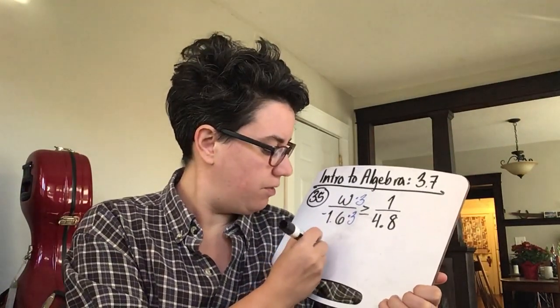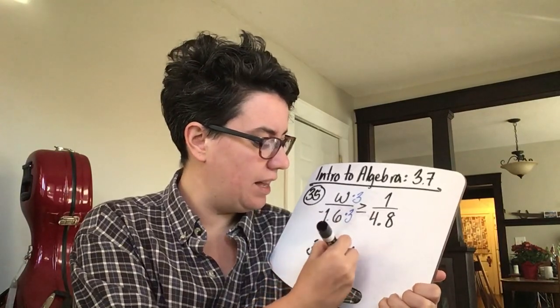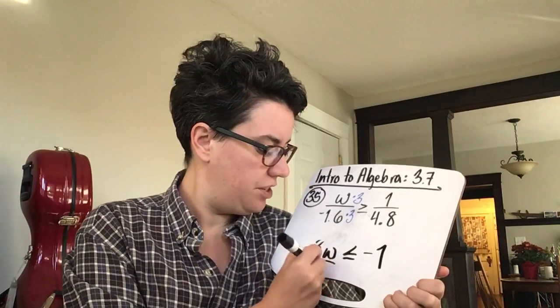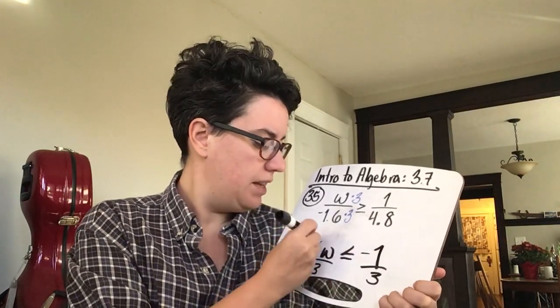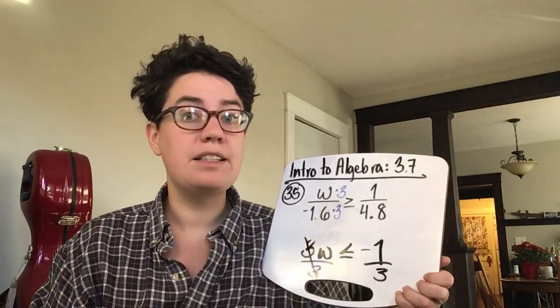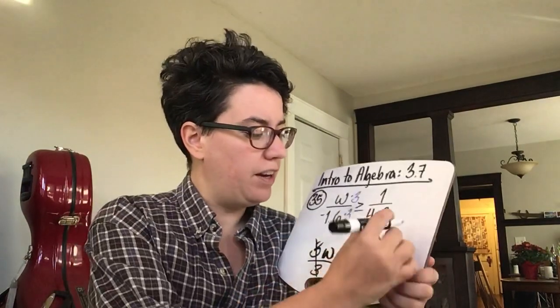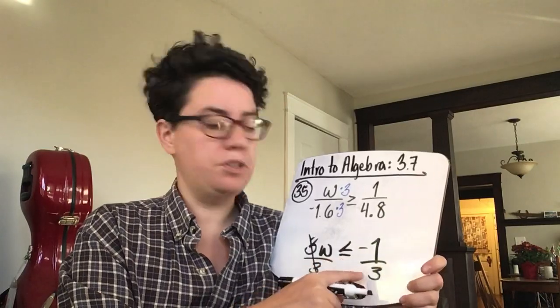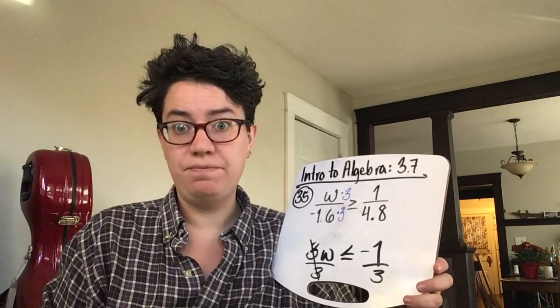So now we have 3w is less than or equal to negative 1. And all we need to do to finish is divide both sides by 3. Since it's a positive number, the sign doesn't flip, and we get our final answer, which is w is less than or equal to negative 1/3.